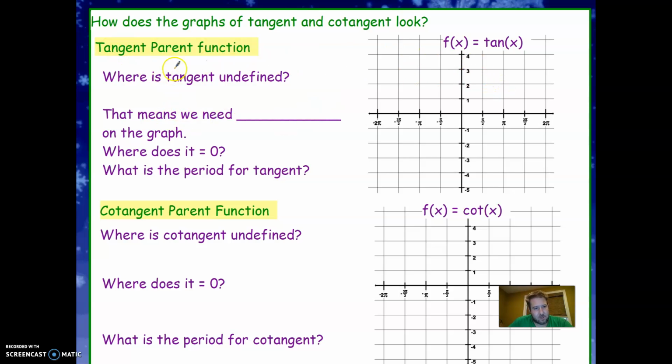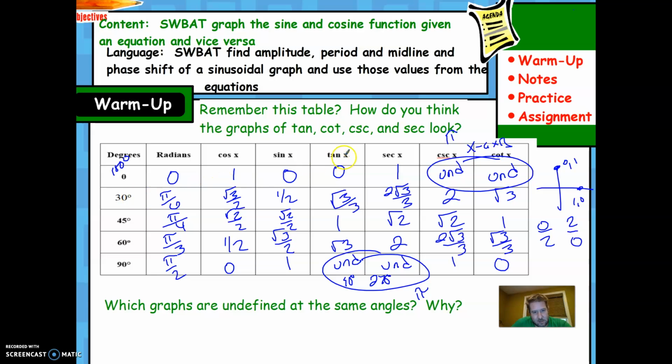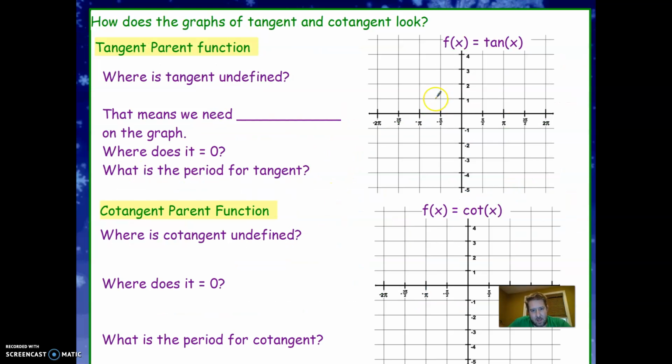So, the tangent function. Where is tangent undefined? That means we need to find the asymptotes. So where does it equal 0? Tangent was 0 at 0, and it was also 0 at pi, or 180 degrees, and also at 2 pi, so basically every pi. It was also undefined at 90 degrees, and as I mentioned before, every 90 degrees, so it's going to be just like this.